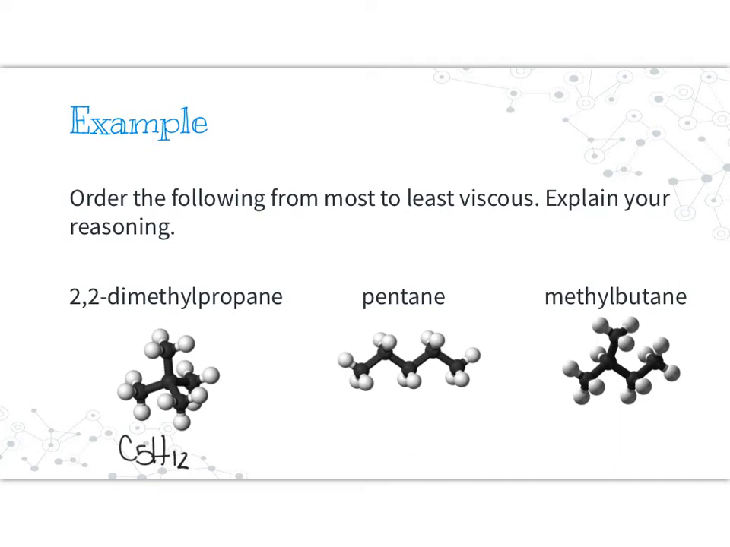H12 is its formula. Same counting over here. We're going to go 1 carbon, 2, 3, 4, 5. And hydrogens, where there's 1, 2, 3, 4, 5, 6, 7, 8, 9, 10, 11, 12. I think you may see where we're going with this. They all have the same formula. Okay, so just carbons and hydrogens. We know that all of these are non-polar.